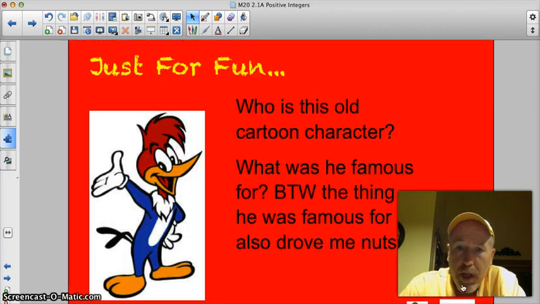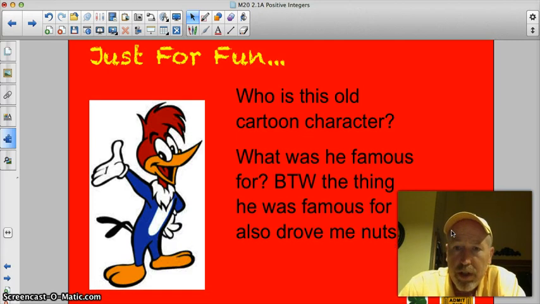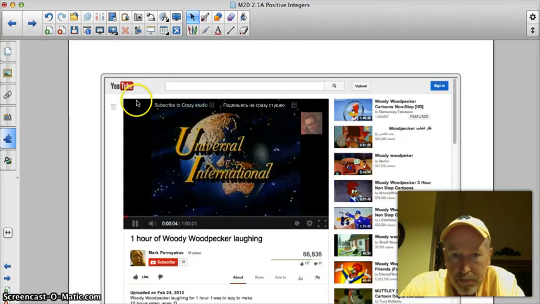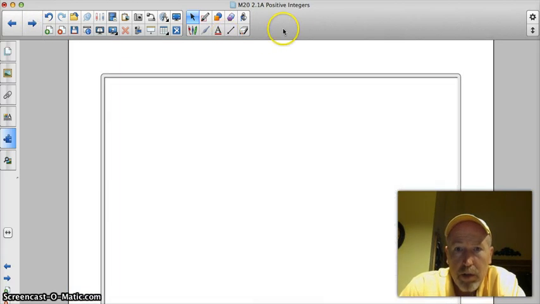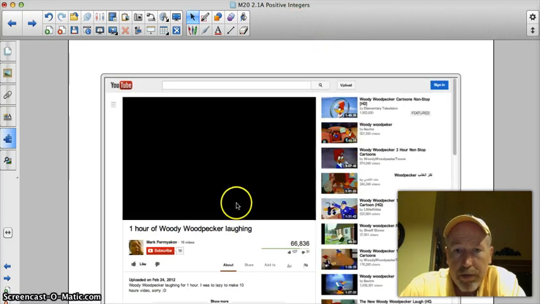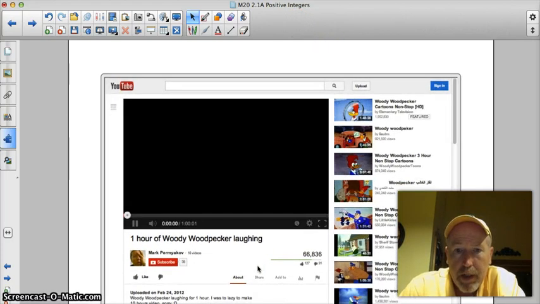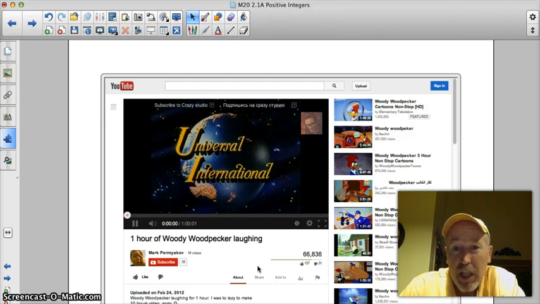Now let's get to the just for fun question. Who is this old cartoon character, and what is he famous for? Let's see. It should be on the next slide if I did this right. Here we go. He was an old cartoon character named Woody Woodpecker, and he had an obnoxious laugh.